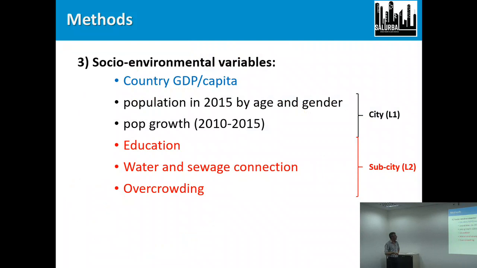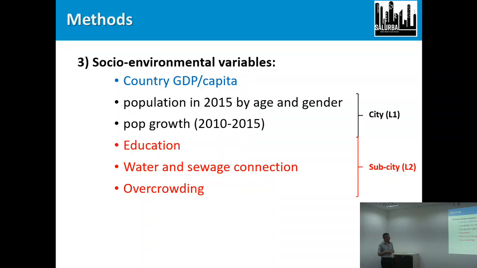2018. And the other variables that we use to compare the air pollution: country GDP per capita, although this was the preliminary analysis. Now we downloaded data for GDP at the city level, so we are now using it at the city level. It's a multi-level analysis, so that's why I'm including the variables and which level they are included in this study.